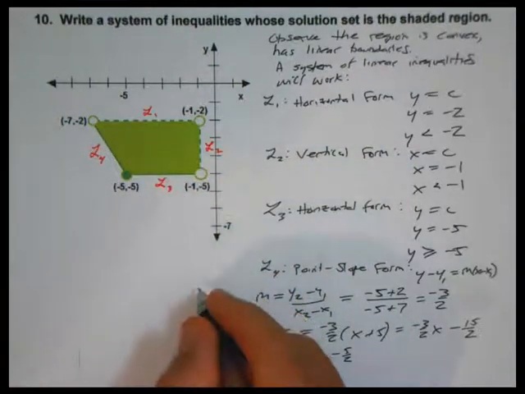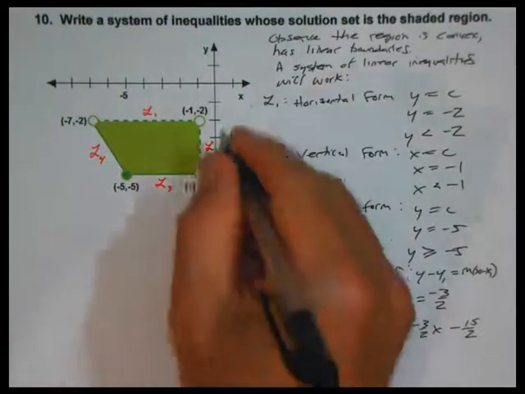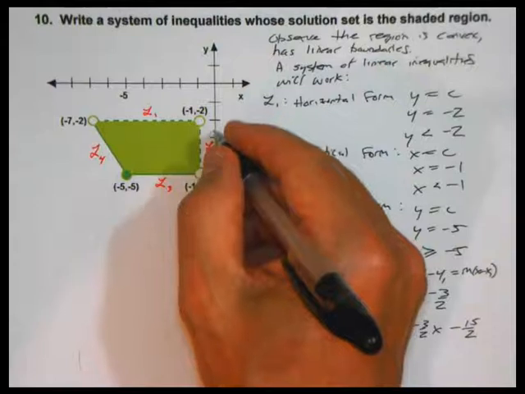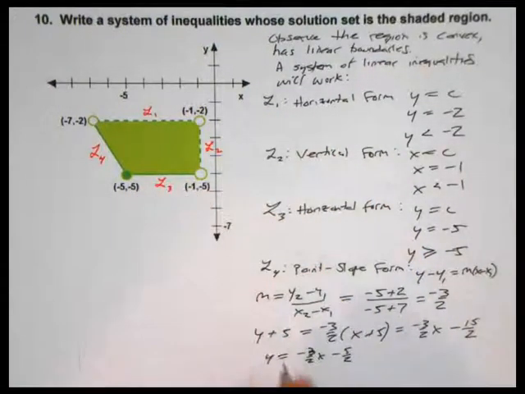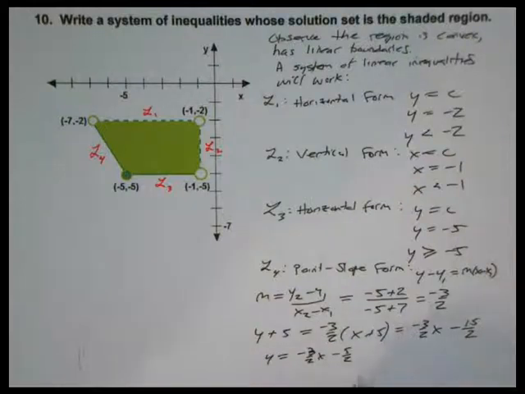Ooh, wait, inconsistent. Look at that. Negative 5 halves, that's only negative 2.5 that's here. This line does not have that kind of y-intercept. So we have an inconsistency here. Let's see if we can find it. We back up a bit.